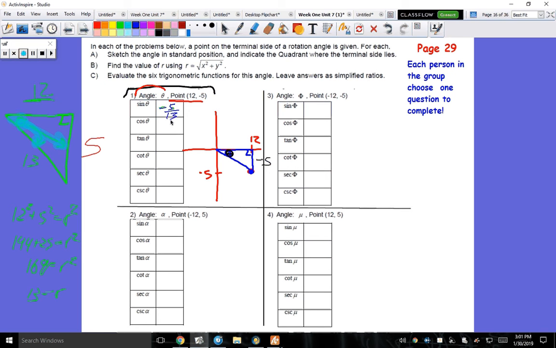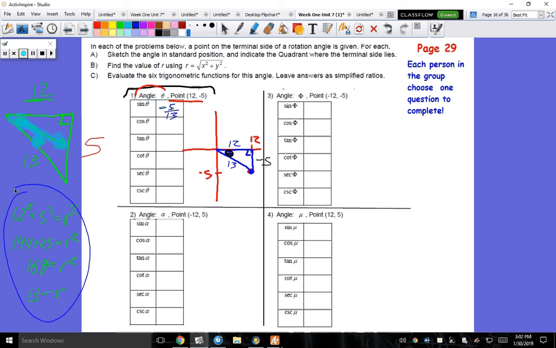Go with me? Alright, so this is 12. This is 13. Can the x ever be negative? Yes. Is the x negative here? No, it's a positive 12. But I'm asking you, can the x ever be negative? And the answer is yes, because the point could have been in what other two quadrants? 2 and 3. Yes. The 13, you have to do Pythagorean Theorem to get that r value.